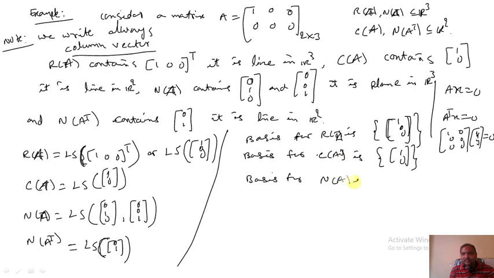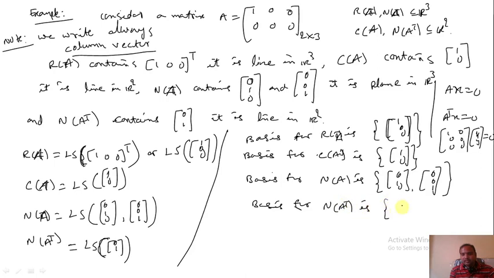The basis for N of A is {(0, 1, 0), (0, 0, 1)}. The basis for N of A transpose is {(0, 1)}. Yes, this is the basis.